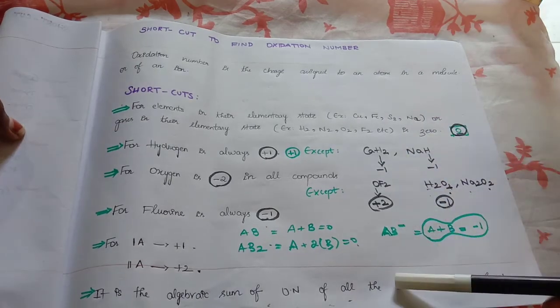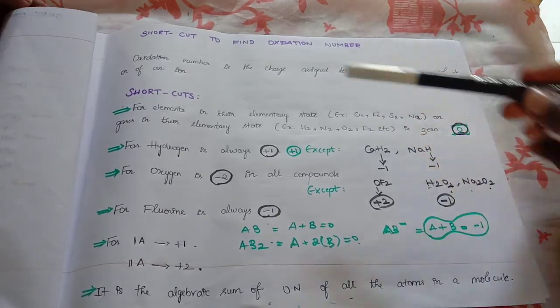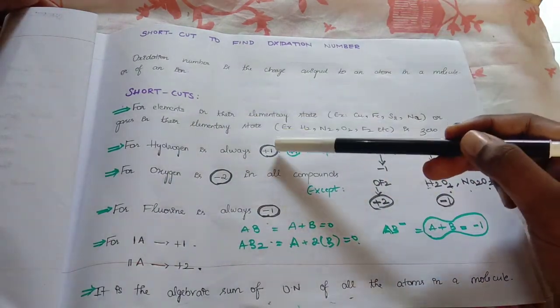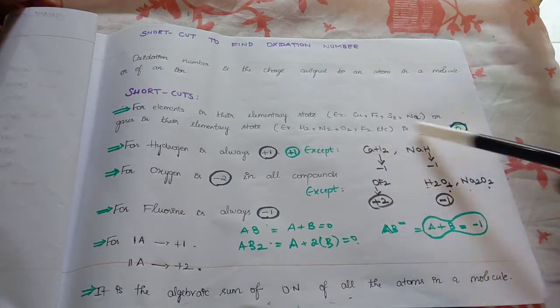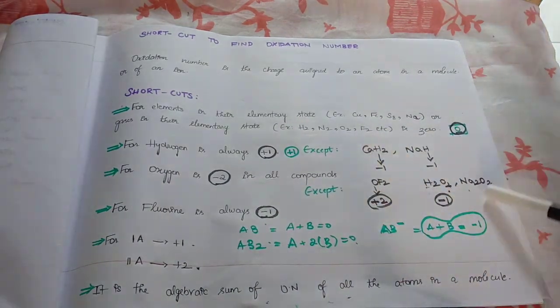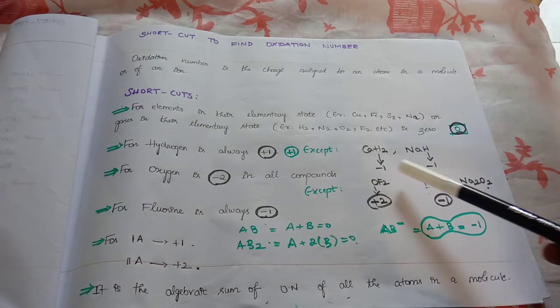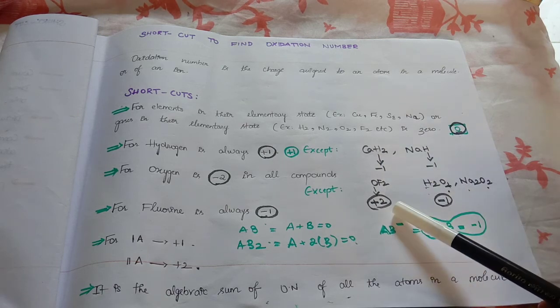You just remember these 6 points. Let me have a quick revision over here. For elements in elementary state, 0. For hydrogen, always plus 1. For oxygen, always minus 2. But here we have 2 exceptions. Look at the exceptions carefully. In examinations, they may give you the exceptions also. CaH2 minus 1, NaH minus 1. For OF2, it is plus 2.